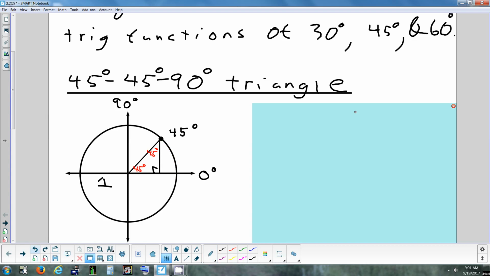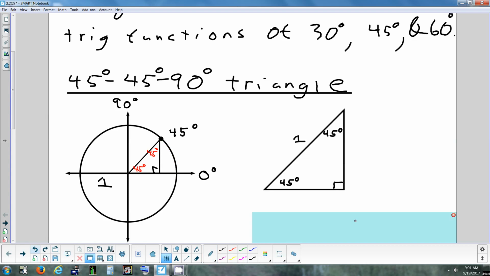Yeah, Hayden? The hypotenuse. How come I know the length of the hypotenuse? Because it matches up with the radius. Yeah, the hypotenuse in this triangle is the radius of the circle. And what did we just say the radius was? It's 1, because we're on a unit circle.